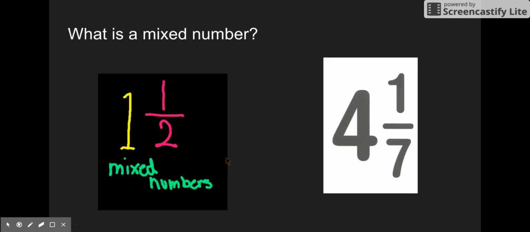What is a mixed number? A mixed number is a non-zero whole number and a fraction. A whole number, 4, and a fraction, 1/7.